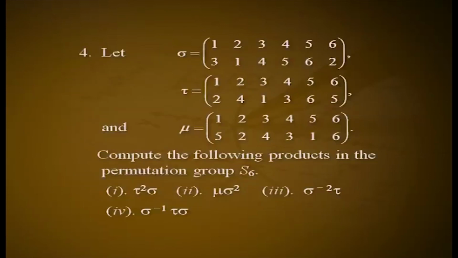Let sigma be the permutation 1 to 3, 2 to 1, 3 to 4, 4 to 5, 5 to 6, 6 to 2. Tau is equal to permutation 1 to 2, 2 to 4, 3 to 1, 4 to 3, 5 to 6, 6 to 5, and mu is equal to permutation 1 to 5, 2 to 2, 3 to 4, 4 to 3, 5 to 1, 6 to 6. Compute the following products in the permutation group S6: tau squared sigma, mu sigma squared, sigma raised to minus 2 tau, sigma inverse tau sigma.